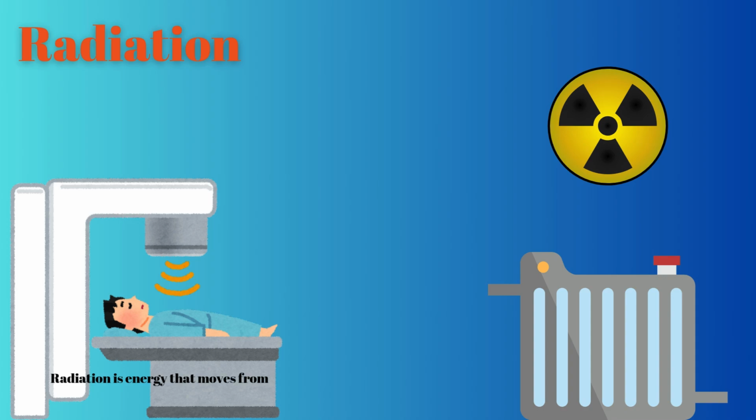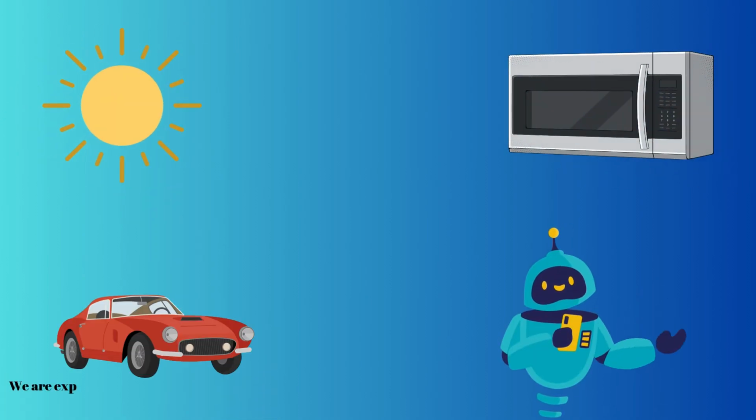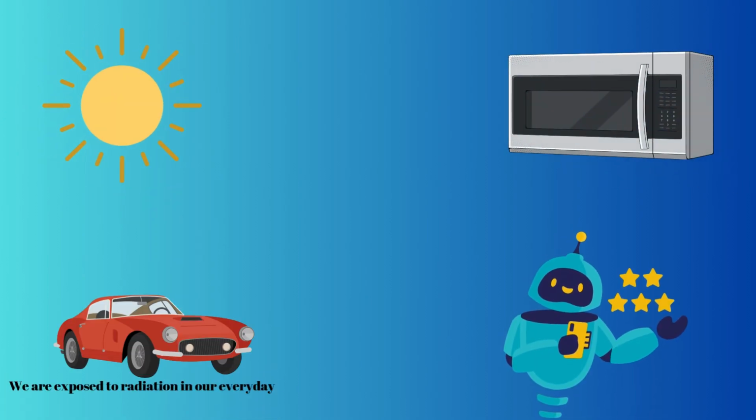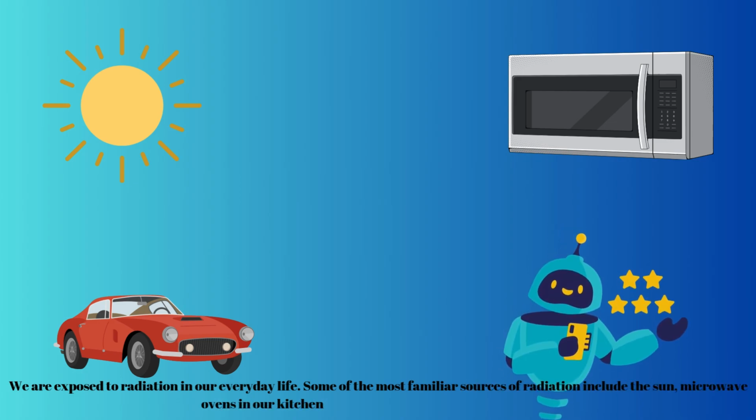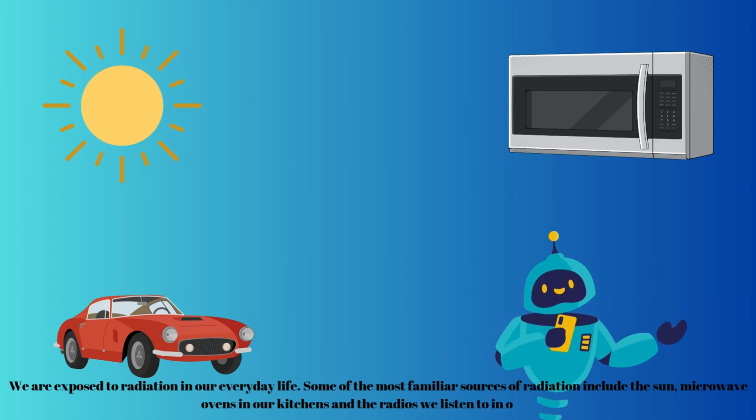Radiation is energy that moves from one place to another in a form that can be described as waves or particles. We are exposed to radiation in our everyday life. Some of the most familiar sources of radiation include the sun, microwave ovens in our kitchens, and the radios we listen to in our cars.